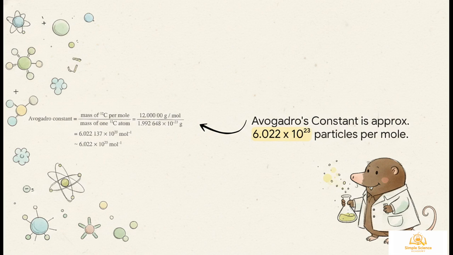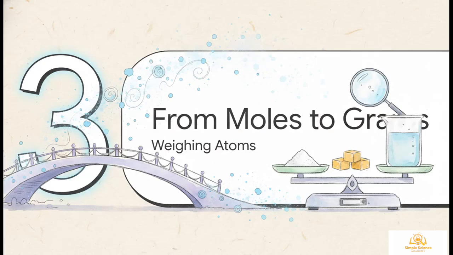So instead, chemists use scientific notation. It's 6.022 times 10 to the 23rd. This is what's known as Avogadro's constant, and it's the number of particles, atoms, molecules, whatever, that are packed into a single mole.